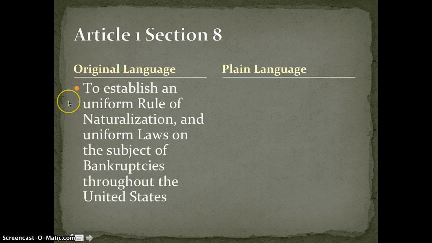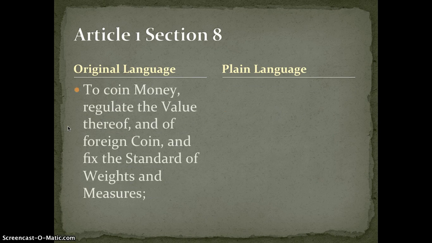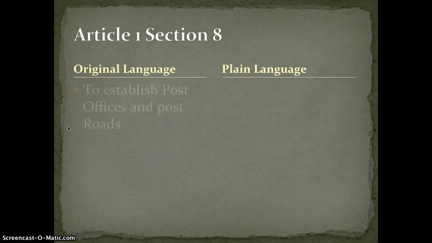Article 1, Section 8 says that they can establish the rule of naturalization and bankruptcy, which means they decide how to become a citizen and who is a citizen. Congress decides how one can go bankrupt and what that means to go bankrupt. They can coin money, which means they create our money and decide how much it is worth.